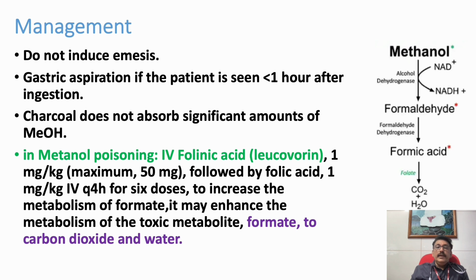That's why we have to give either folic acid 5 milligram as an oral dose, or we can go for an IV drug, that is folinic acid. That's an active form of folic acid. Folic acid has to convert to folinic acid and act here. Folinic acid can be given directly, it will act immediately and convert formic acid to carbon dioxide and water. So, some benefit is there for folic acid. 1 milligram per kg, maximum 50 gram, followed by folic acid tablets.